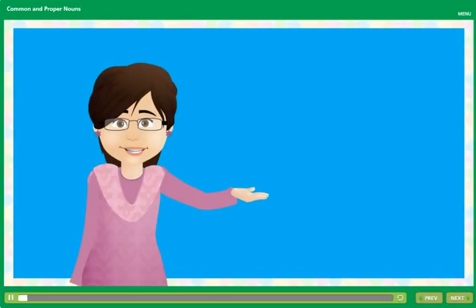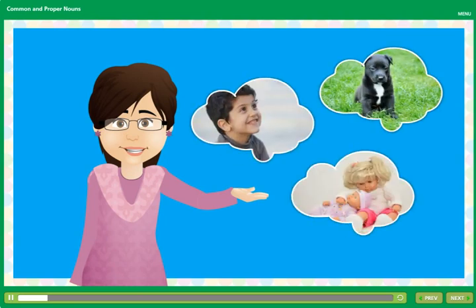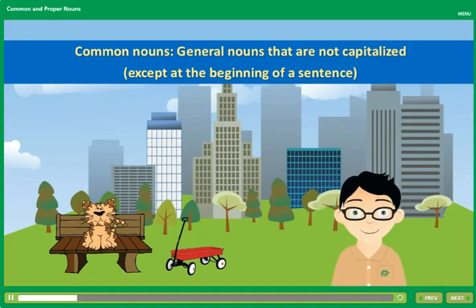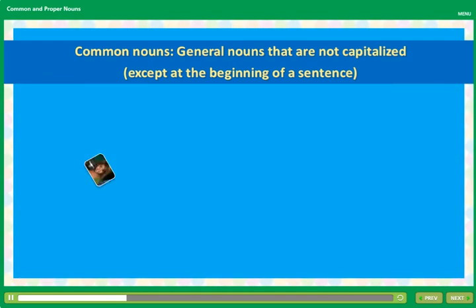Remember, nouns are names of people, animals, things, places, feelings, etc. Common nouns are general nouns. These are names of people, animals, things, places, etc. that are common. For example, look at these pictures.